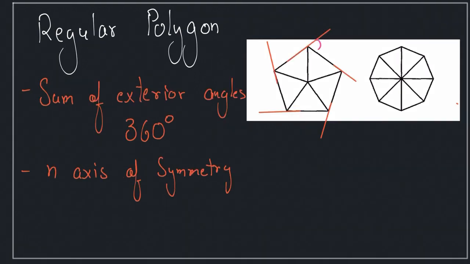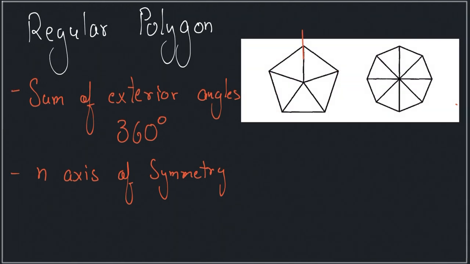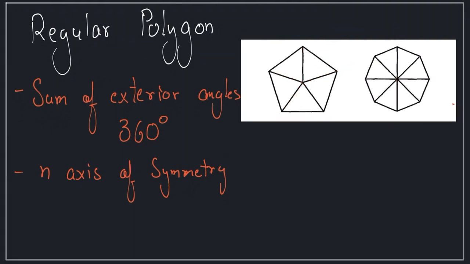Let's talk about some other features of polygons. Sum of all the exterior angles of a polygon is 360, as these angles make a complete circle. A polygon with n number of sides has n axes of symmetry. For example, a pentagon has 5 axes of symmetry, whereas an octagon has 8 axes of symmetry.